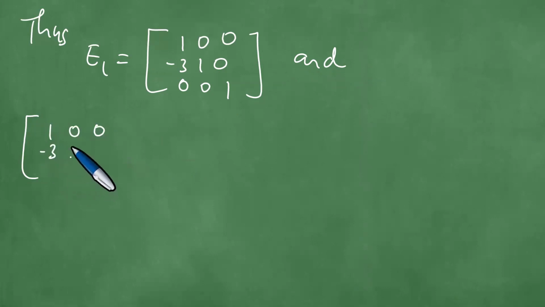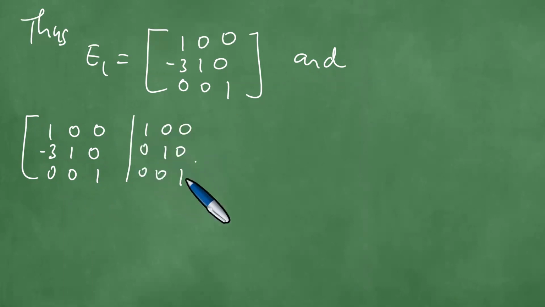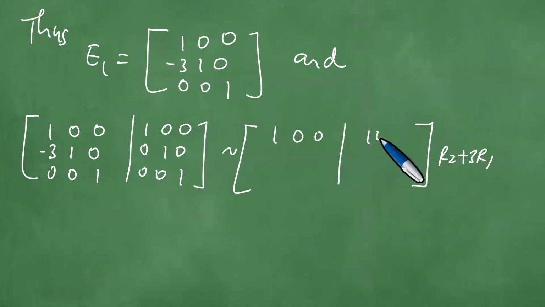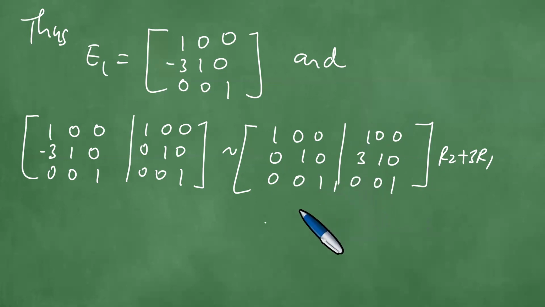We need to find the inverse of this elementary matrix, noting that the inverse of an elementary matrix is also an elementary matrix. So we're good. Row 2 plus 3 row 1. We have exactly this here, then we have [0, 1, 0; 3, 1, 0; 0, 0, 1], like this.